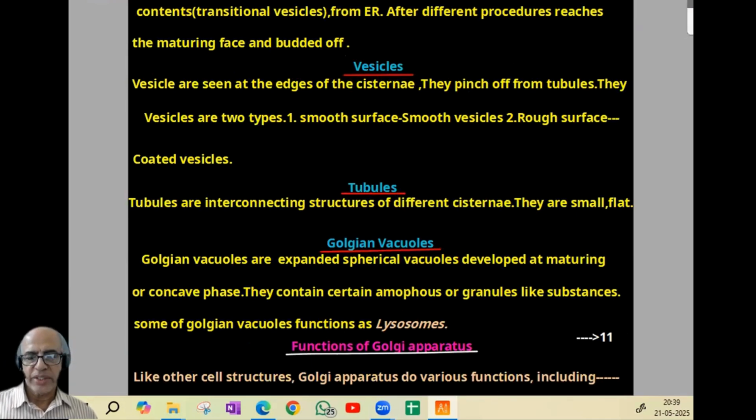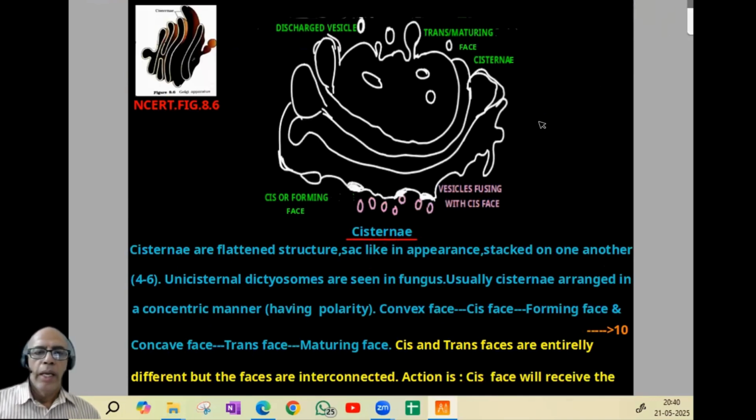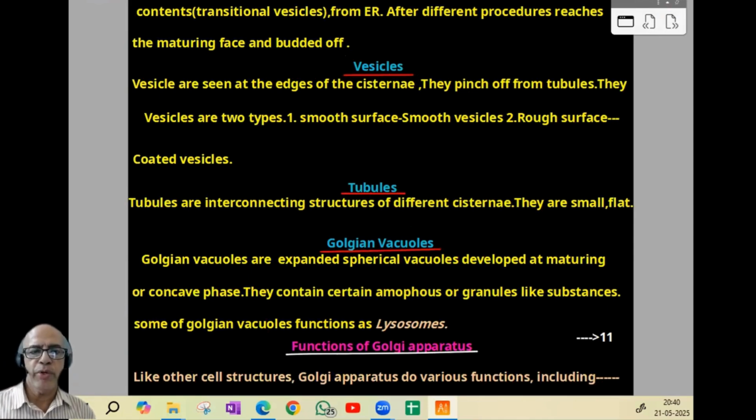Now comes vesicles. Vesicles are seen at the edges of the cisternae. If you check the diagram, you can find them. At the edges of the cisternae, they pinch off from tubules. The vesicles are of 2 types: smooth vesicles with a smooth surface, and coated vesicles with a rough surface. Next comes tubules. Tubules are interconnecting structures of different cisternae, and they are small and flat. Theoretical aspect, all this.